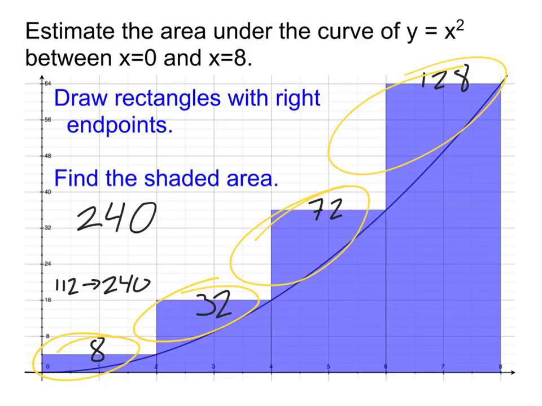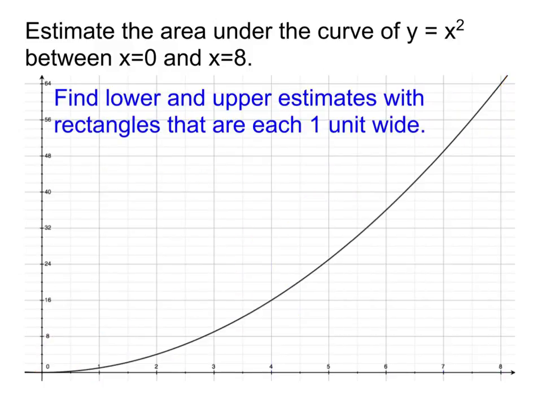We can improve our accuracy a little bit though, I hope. This is where you're going to be doing some of the work. What I'm going to have you do here in a moment is find both lower and upper estimates, just like we did before with the left endpoint and right endpoint rectangles. This time though, using rectangles that are each 1 unit wide. So basically you'll be making divisions every 1, and then drawing in your rectangles either to the left or to the right of those. I'll be giving you a copy of the graph to do it on though.